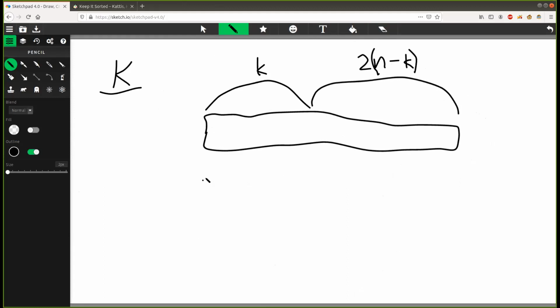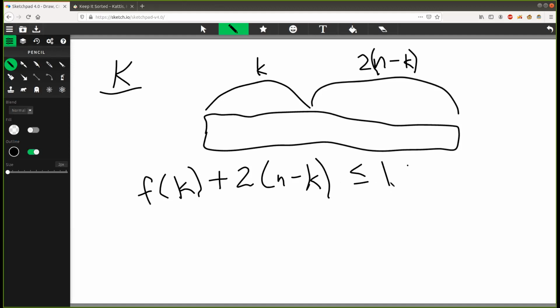Right. So let's say f of k is the minimum number of operations required to sort k elements. Then the total cost is this, and we want this to be less than or equal to 191. And let's say it's for the worst case, so this would be 100 instead of n. So what I did here was I said, k is probably small, so let's brute force for small k and find the first one that satisfies this property.